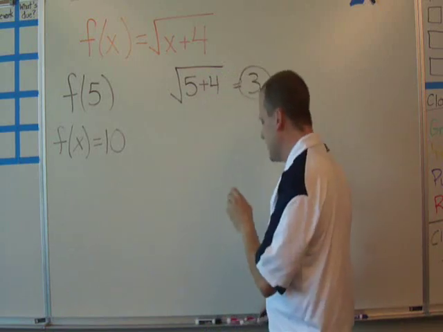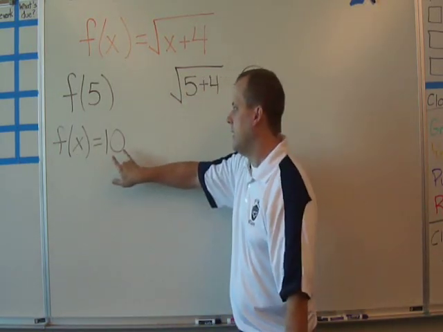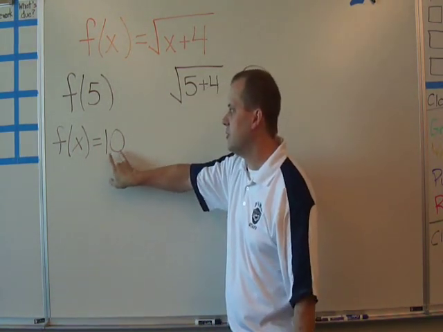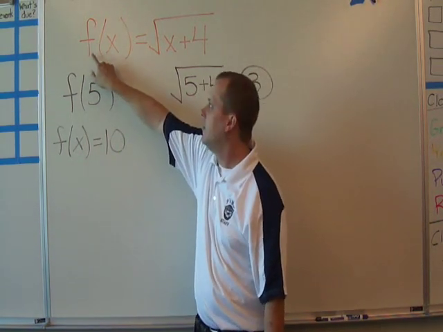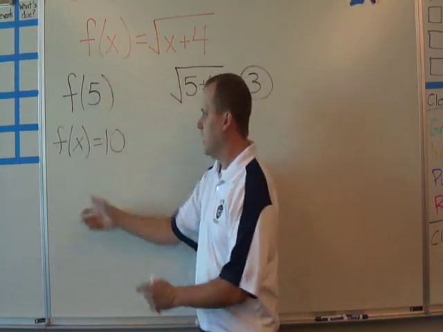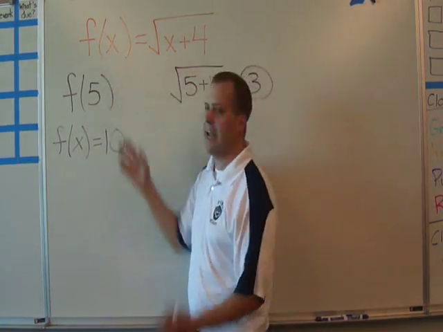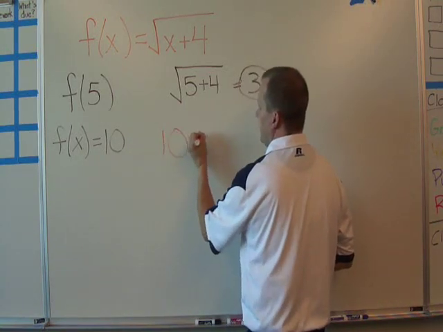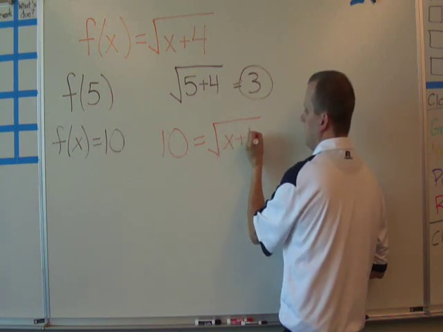Now, if I look at this other one, what would x be if the answer is 10? Basically, what I need to do is just take 10 and replace it with this function of x. Because the function of x was equal to 10, I'm just going to have it switch places. So I'm just going to write 10 is equal to the square root of x plus 4.